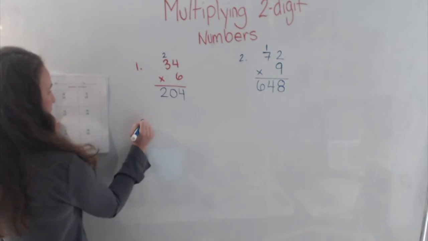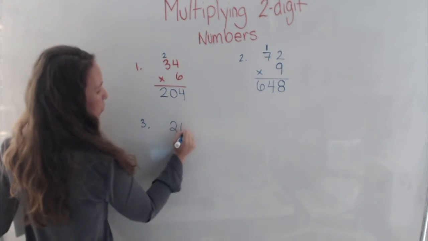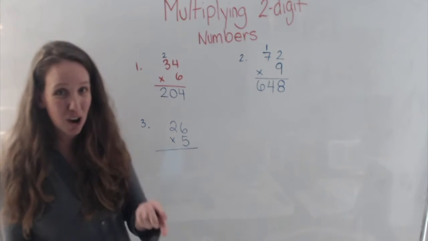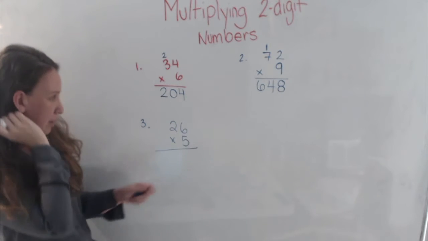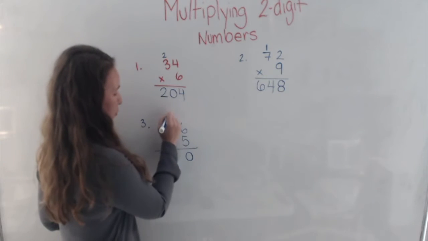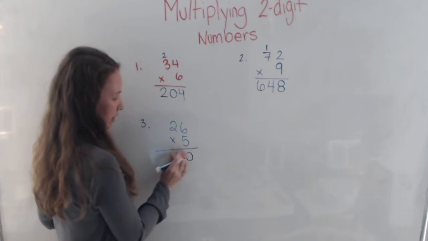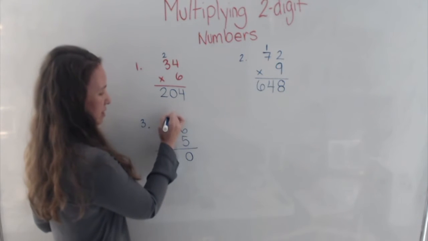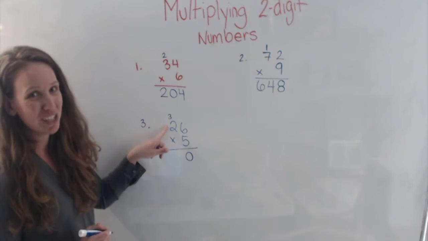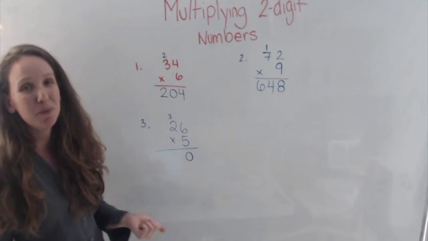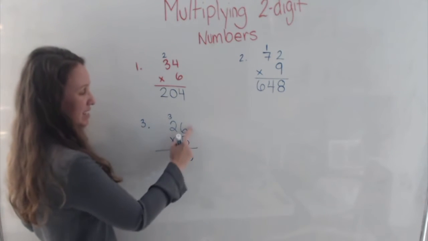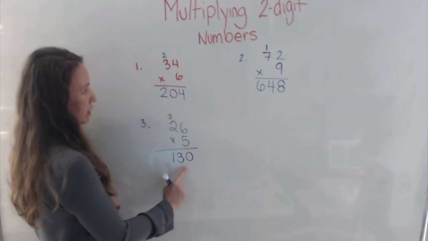Number 3 says 26 times 5. So, if you recall, what was my first step? 5 times 6 is 30. So instead of putting my 3 here, I'm going to move it to the top. And now I do 5 times 2, which is 10, plus 3 more is 13. So 26 times 5 is 130.